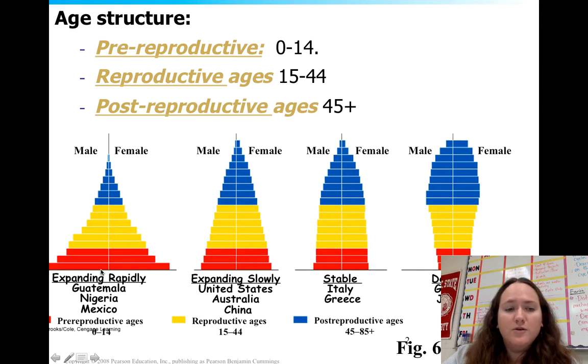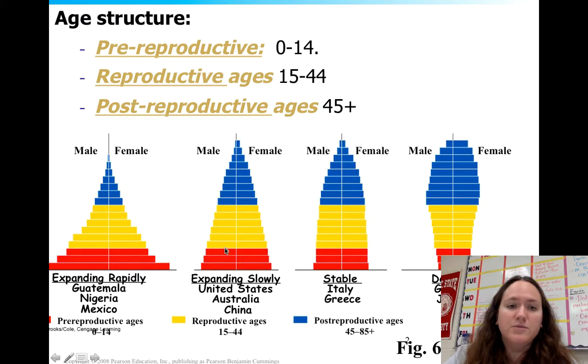The other thing you need to know from this is which countries, so be able to name a few countries that this is happening with. So for expanding rapidly, this type of age structure would say Guatemala, Nigeria, Mexico. These are going to be your countries that are not very industrialized. So these are not going to be like developed countries. Most of them are going to be developing.